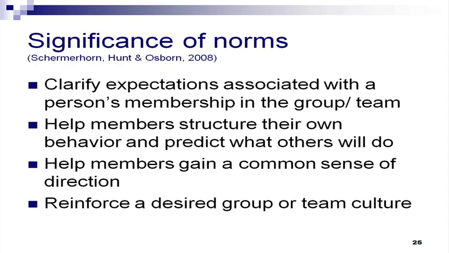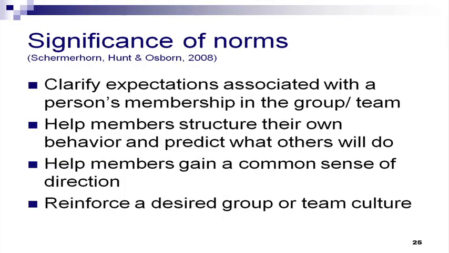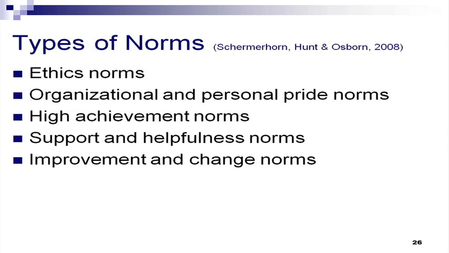Why do we have norms? We have norms because we want people to know what we expect of them. We have norms because we want to help people structure their own behavior and predict what others will do. We have norms because we want to help members gain a common sense of direction, and we have norms because we want to reinforce a desired group or team culture. We will go into the types of norms tomorrow.